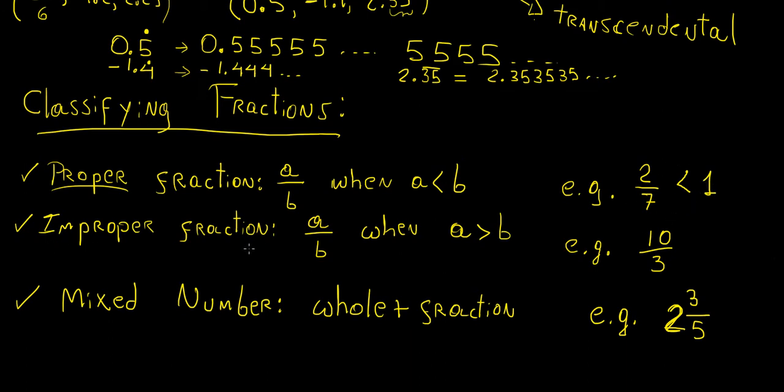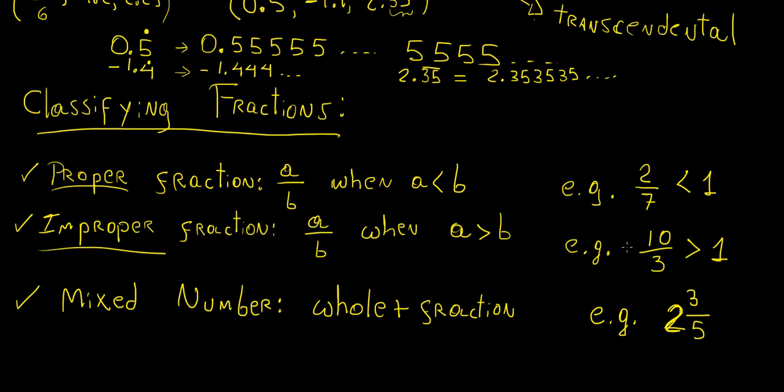An improper fraction is one that is still expressed as an integer divided by another integer, but the numerator is greater than the denominator. So by definition, the improper fraction will always be greater than 1. So an example would be 10 on 3.